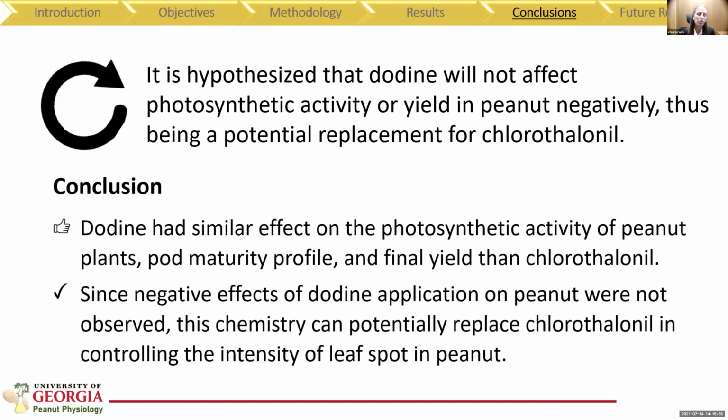We can confirm and accept our hypothesis mostly for two reasons. One, because Dodine actually had similar effects to chlorothalonil on the photosynthetic activity of peanut plants, but also on pod maturity profile and final yield. And secondly, since we did not find any negative effect after the Dodine application on our peanuts, this chemistry can be a potential replacement of chlorothalonil in the control of the intensity of leaf spot in peanut plants.